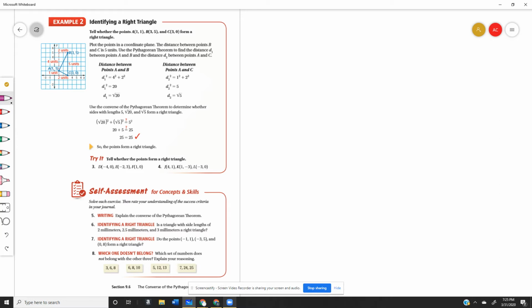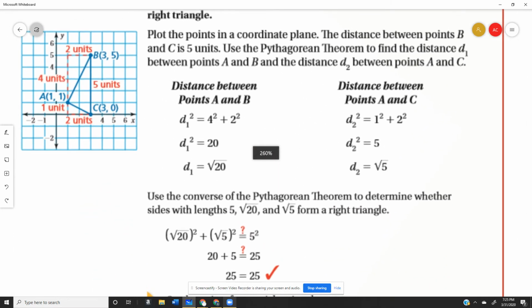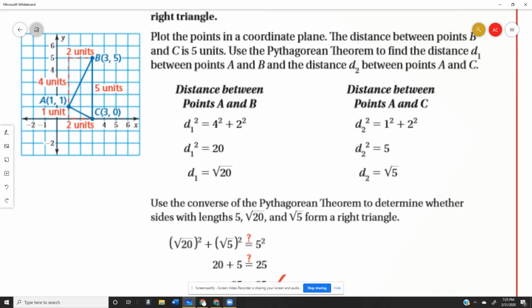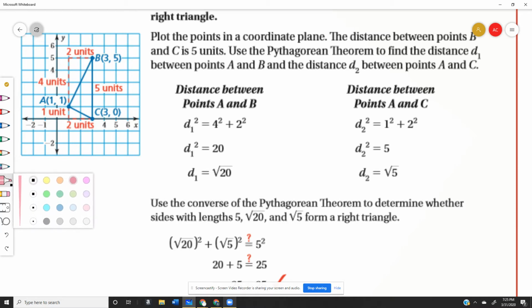Okay, you'll notice in example 2, we have this triangle right here. I'm going to zoom in. You have this triangle right here, and you'll notice that the only side we can tell the distance on is this side right here being 5 units. The rest of them are at a diagonal, so we can't tell the side lengths.